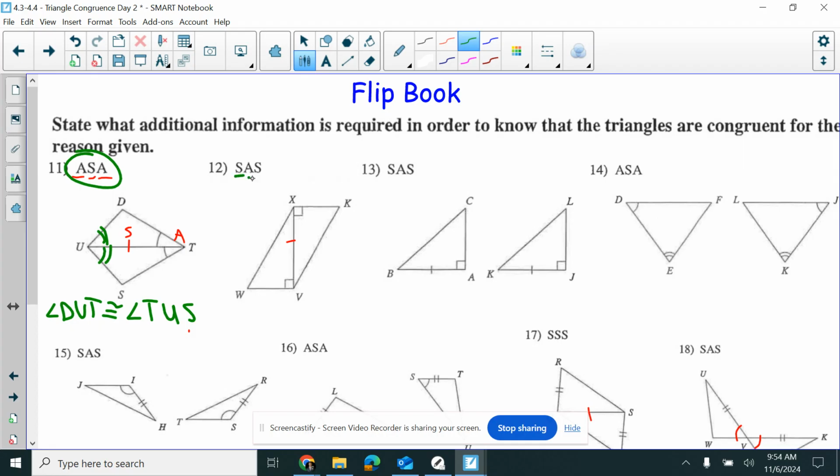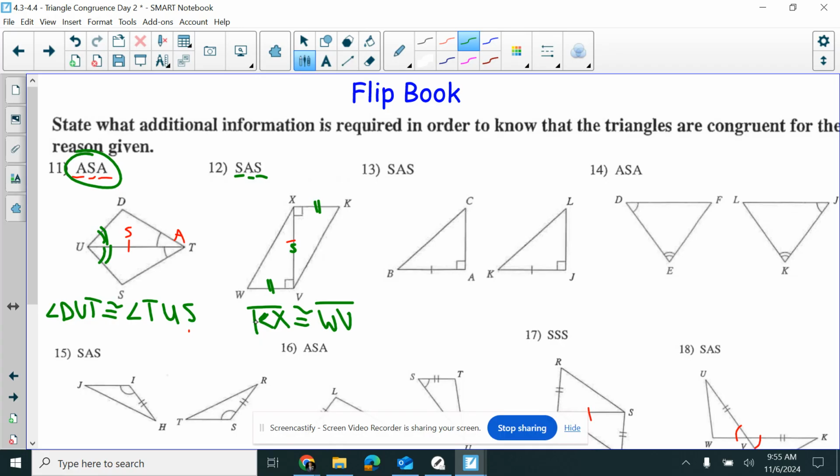So this one, side, angle, side. I have a side, I have an angle, but I'm missing the other side. So we would need this side is congruent to this side. What letters do we have? We need KX to be congruent to WV in order to do side, angle, side. So that time a side was missing.